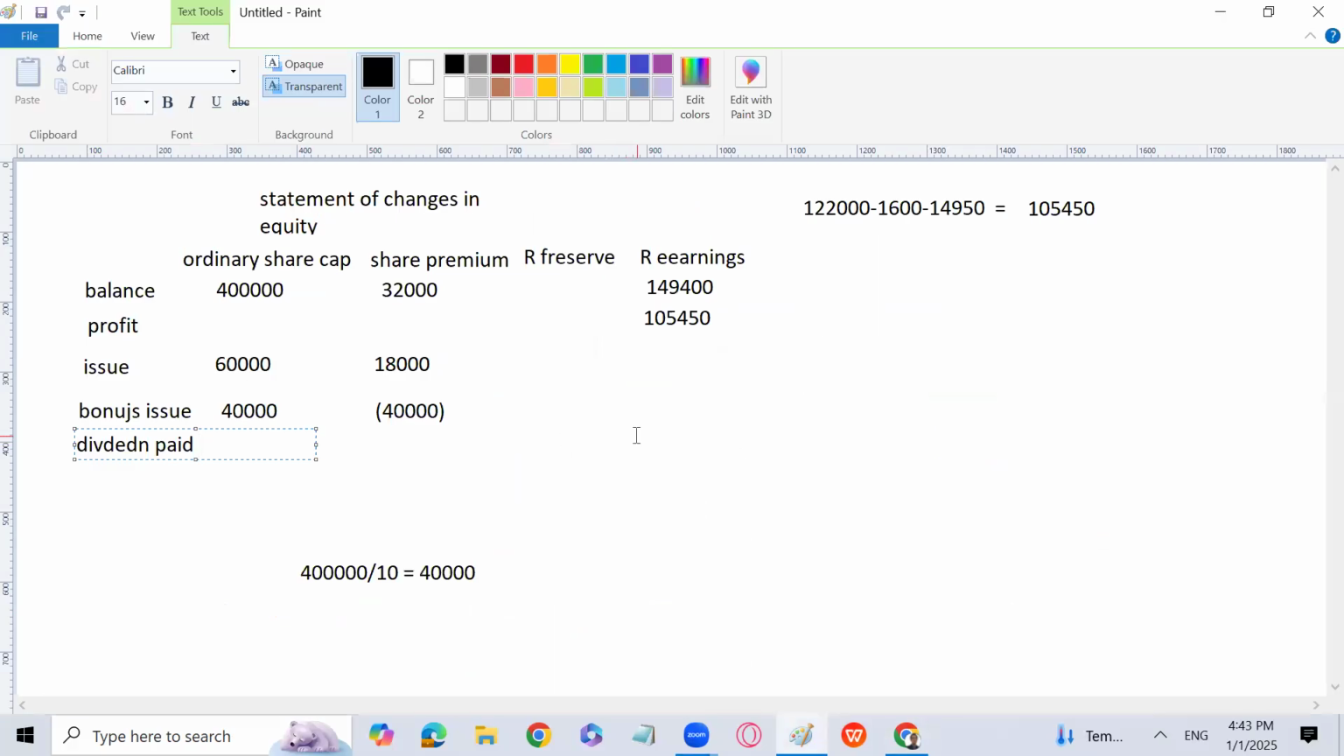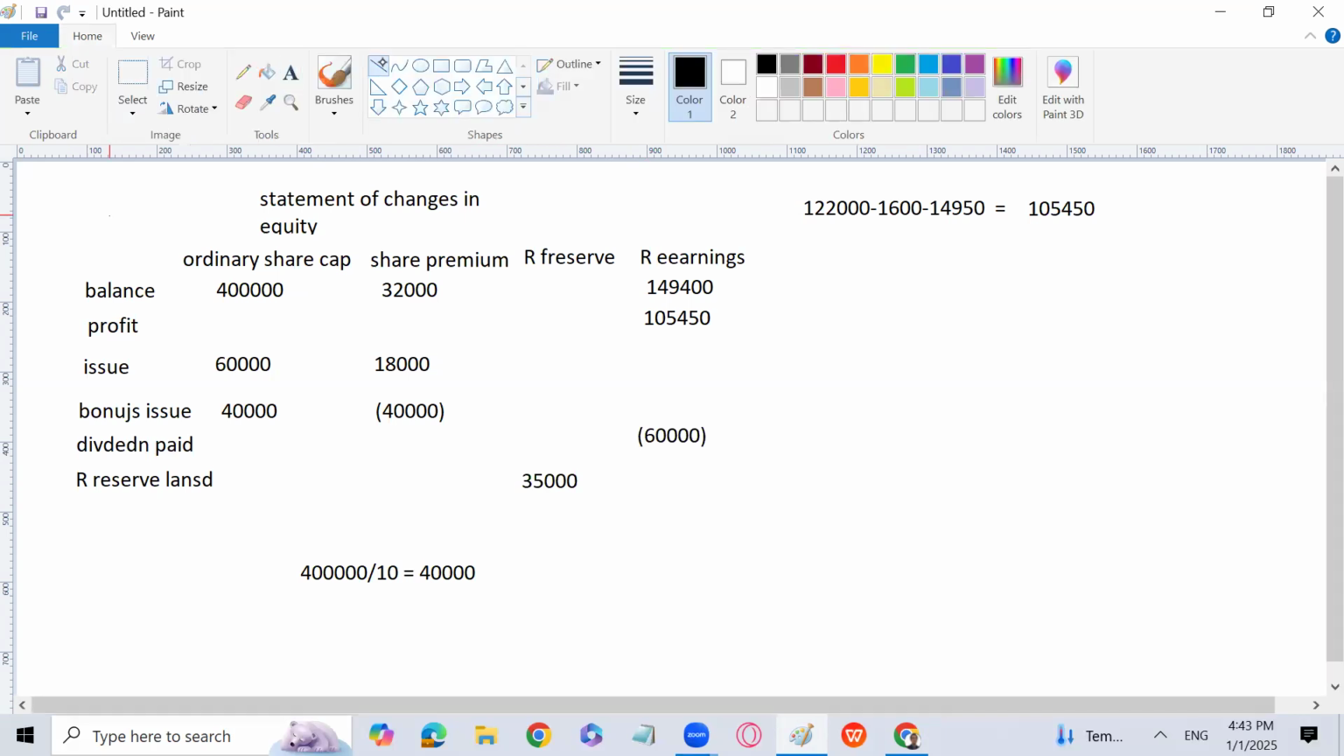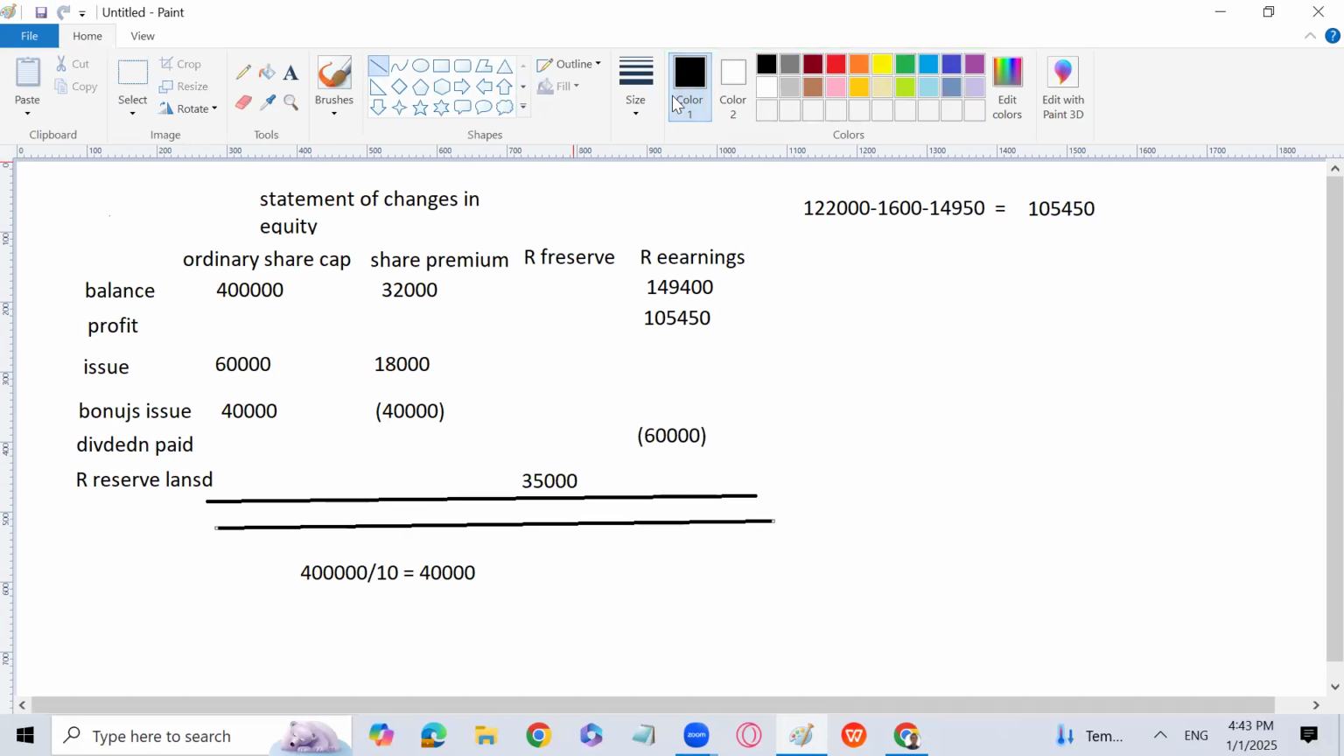So dividend paid is going to be subtracted with an amount of 60,000. Now comes the revaluation reserve for land. So that will be written in the revaluation reserve account, 35,000. Okay, it will be written in the revaluation reserve, and that's we have done with the statement of changes in equity.